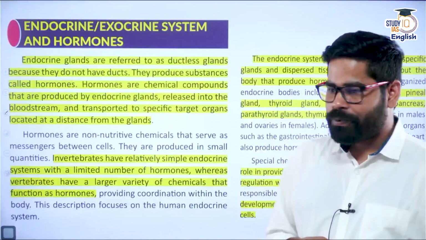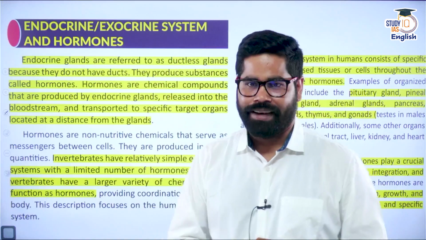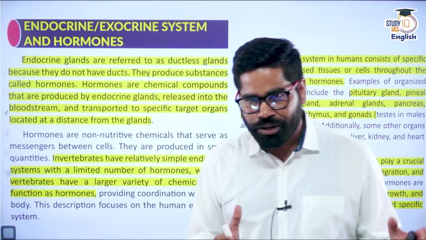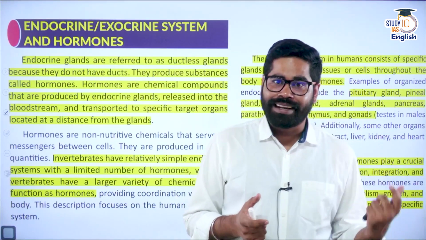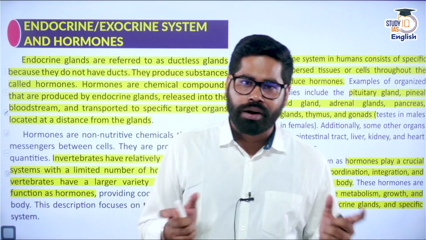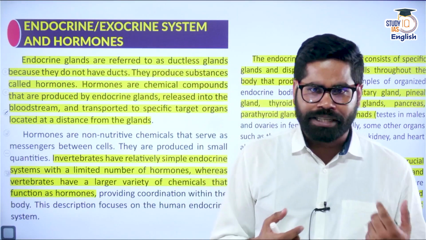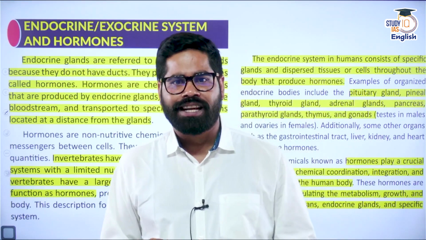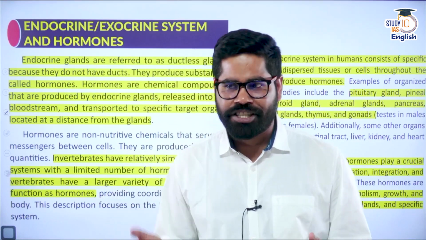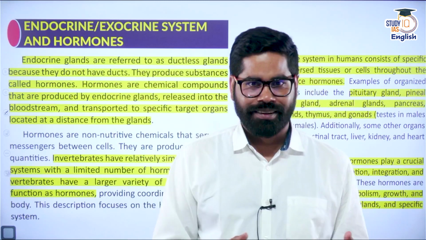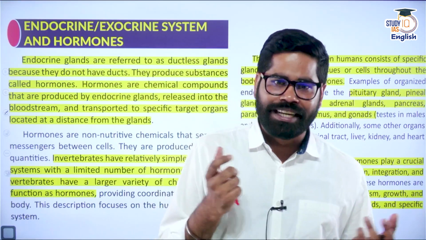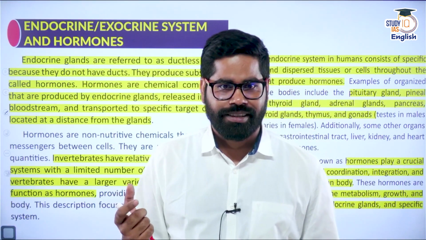Now, we are going to see one more thing here, and that is the endocrine and exocrine glands in the body and the hormones which are there. Just to understand a bit about it, endocrine glands are those glands which secrete directly into the blood. They don't have any well-developed duct-like structure.